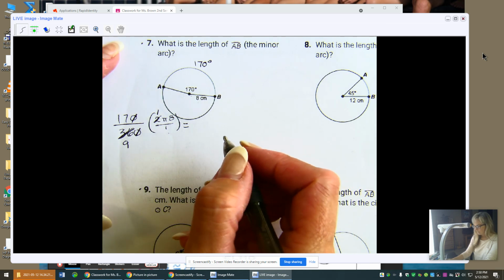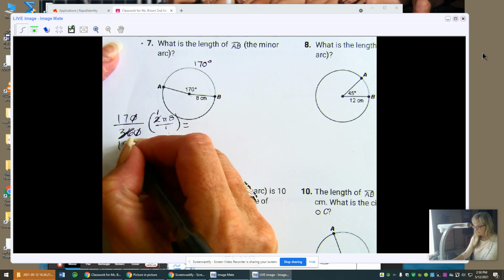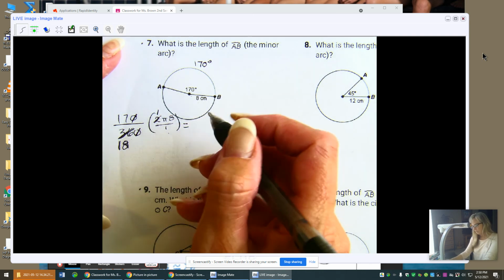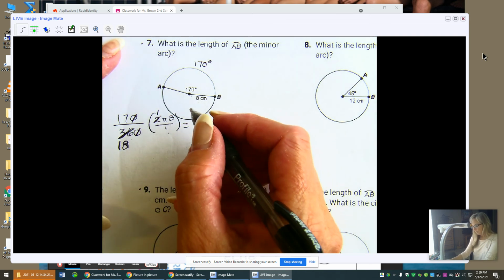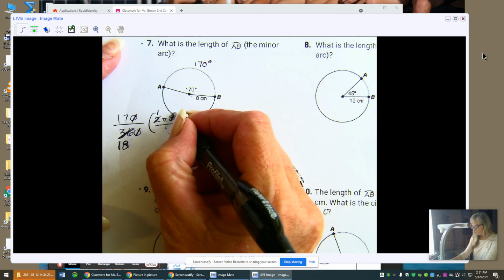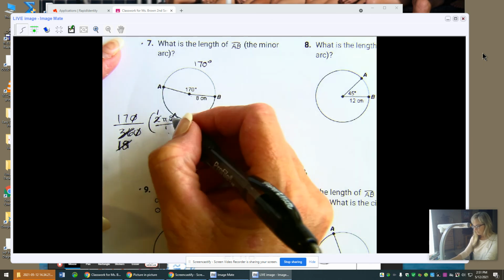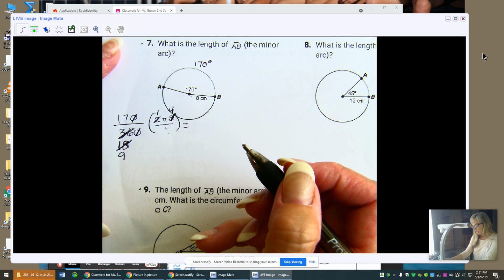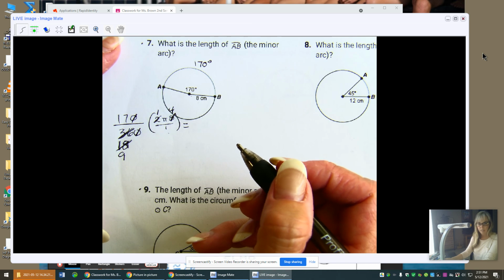Oh, I know what I did. Not 9 times, 18 times. Sorry, I was looking at my note. I'd done the problem ahead and I did it a little different, which is fine. And now I can reduce again. 2 goes into 8 4 times, 2 goes into 18 9 times. And that's looking really messy now.